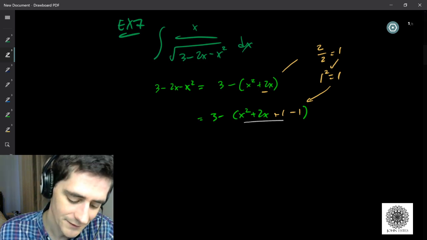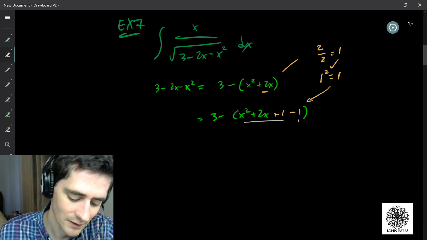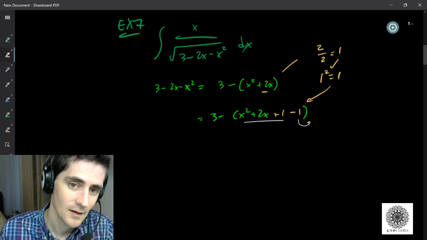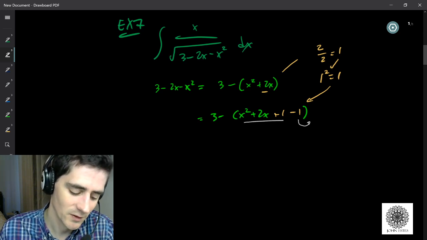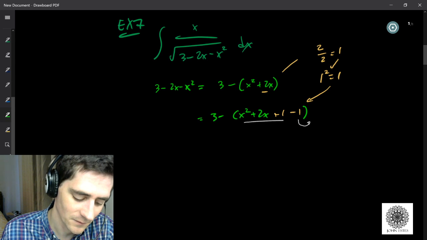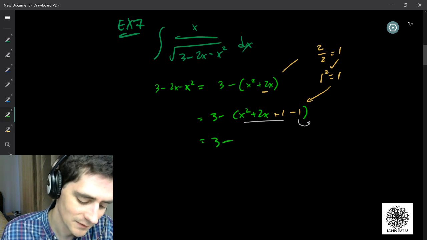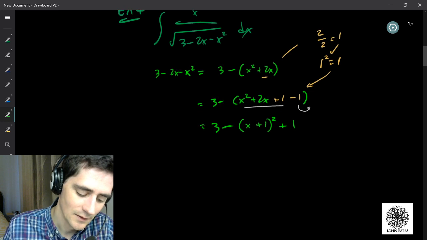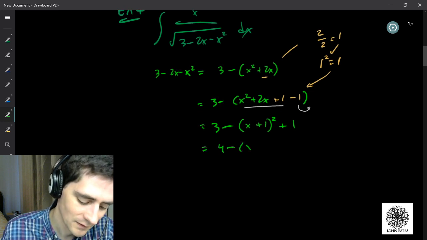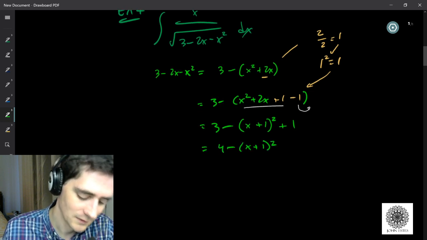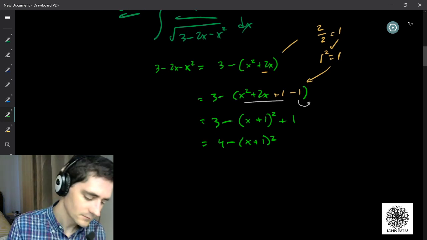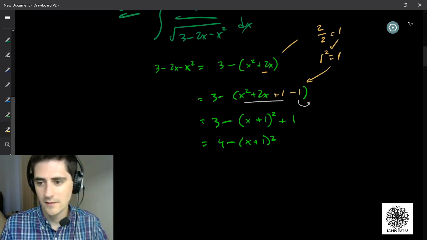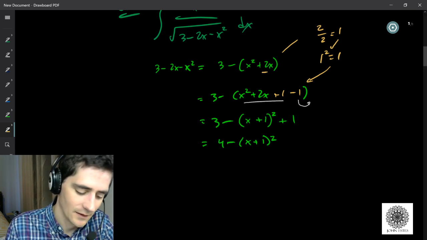Okay, so all I need to be able to do is take out the negative 1 outside of the parentheses, but everything in the parentheses is being multiplied by that negative 1. So follow this very carefully here. I have 3 minus, I can go ahead and factor that as x plus 1 quantity squared, and then when I take out the negative 1, that becomes a plus 1. So this ends up being 4 minus x plus 1 quantity squared. Completing the square is a very, very handy technique to have on hand.